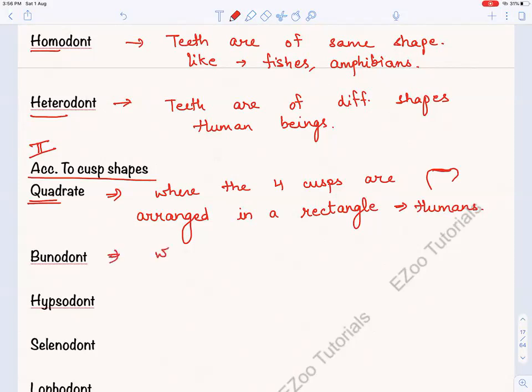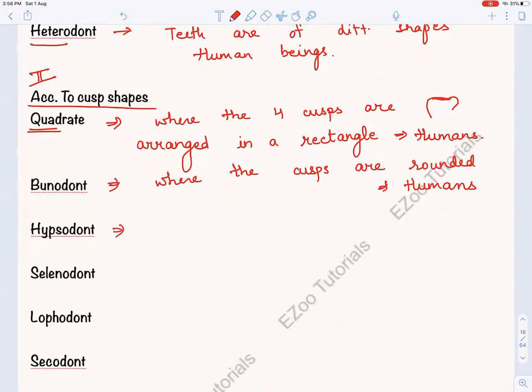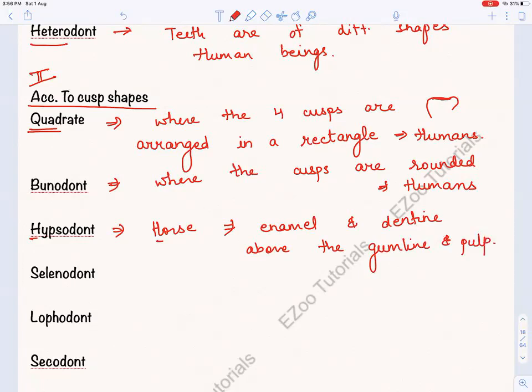Bunodont, where the cusps are rounded. You can feel it with your teeth, where the cusps are rounded. Another example of bunodont is humans. And hypsodont, the example can be a horse. H you can remember, hypsodont. So the enamel and dentine are above the gum line and pulp. This is according to the shape of the cusp.